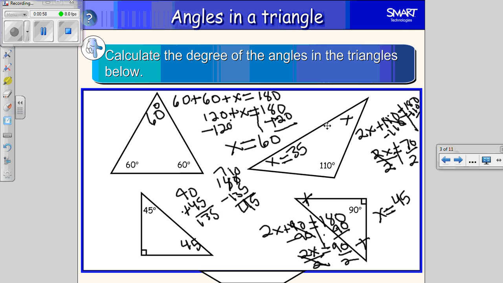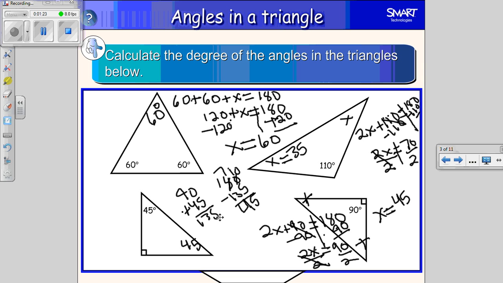Right here I have two sides that are missing, but we don't know, so you have to assume that they're the same side. So right here I've got 2x plus 110 equals 180. I subtract 110 from both sides, it gets 70. Divide by 2, divide by 2, x equals 35. So both of these x's are 35.